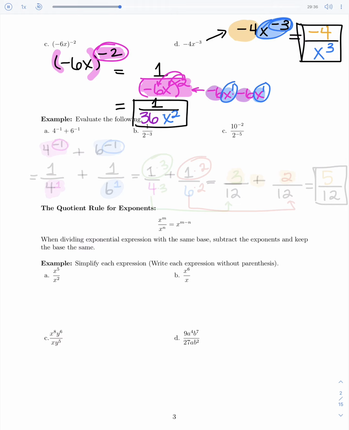Let's take a look at this next group. Let's look at problem A. In problem A, we have 4 to the negative 1 plus 6 to the negative 1. Well, let's deal with each of these negative exponents separately. So if we have 4 to the negative 1, it means that the 4 is going to drop to the bottom of a fraction. And again, just like before, the negative exponent, which was a negative 1, will become a positive 1. And what's hidden up on top when everything drops is just a hidden 1.